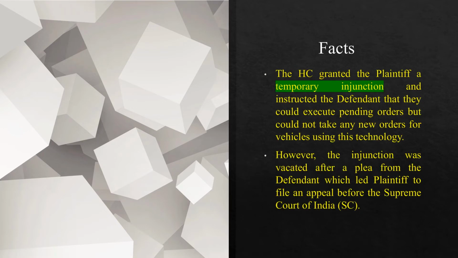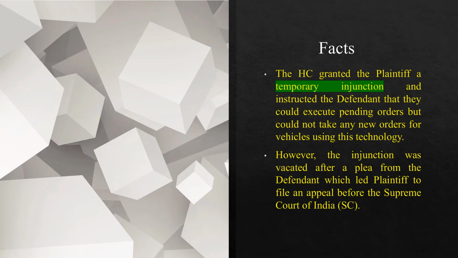Now we will proceed with some more facts. The High Court granted the plaintiff a temporary injunction and instructed the defendant that they could execute pending orders but could not take any new order for vehicles using this technology. That means that DTSI technology. If there are some pending orders, they can execute those. But if there are some new orders, they should not use that technology.